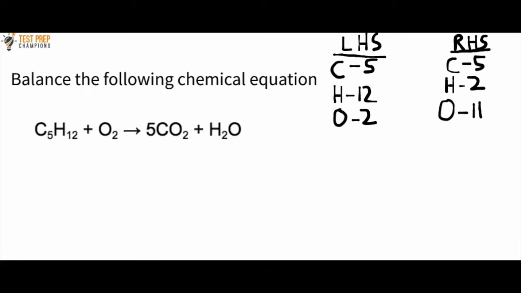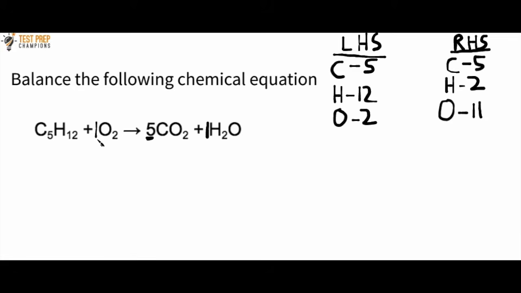Okay, so let's talk about this question here. When we're balancing, the most important thing to know is what you can and cannot change. The numbers out front here are called coefficients. If we don't see a coefficient, we just say that it's 1. So for this H2O here, we would just say that the coefficient is 1. Same with this O2, the coefficient is 1 because we don't see a coefficient.